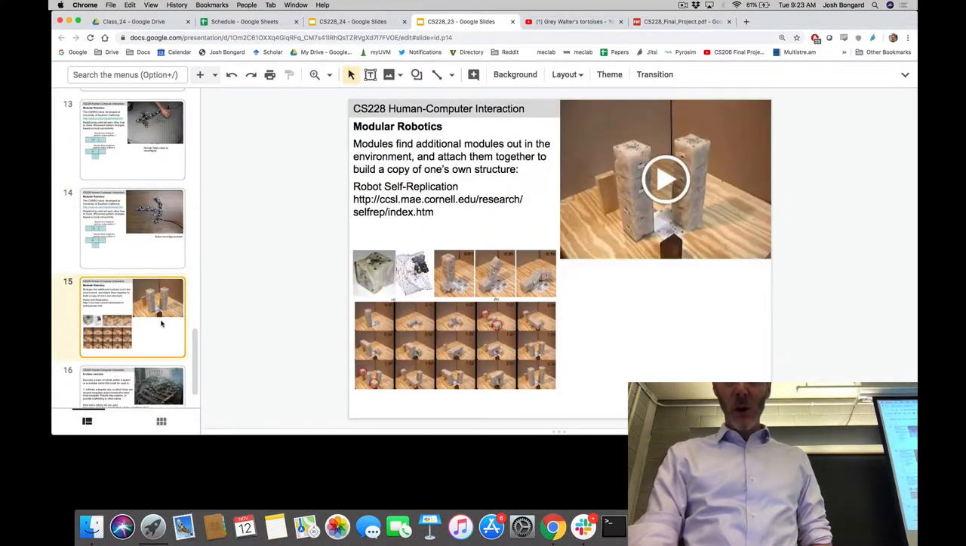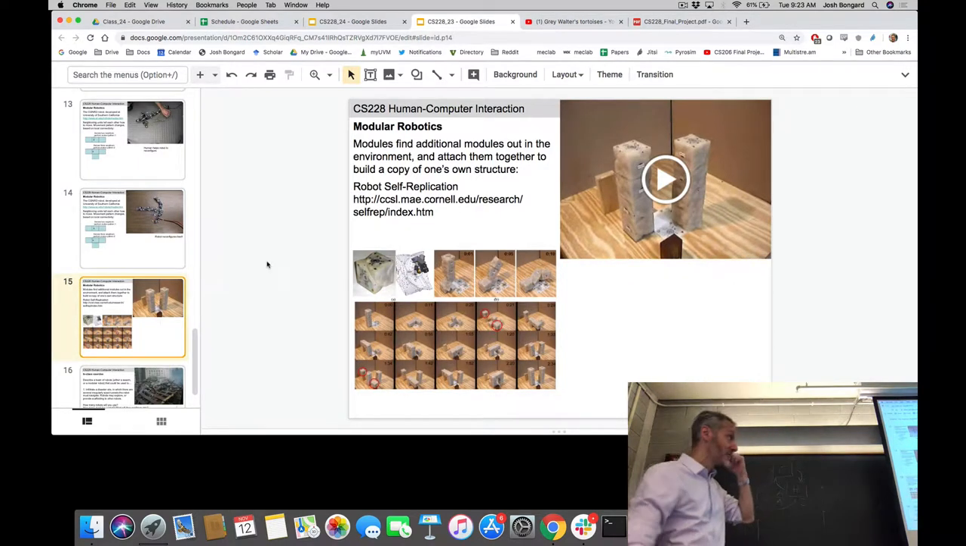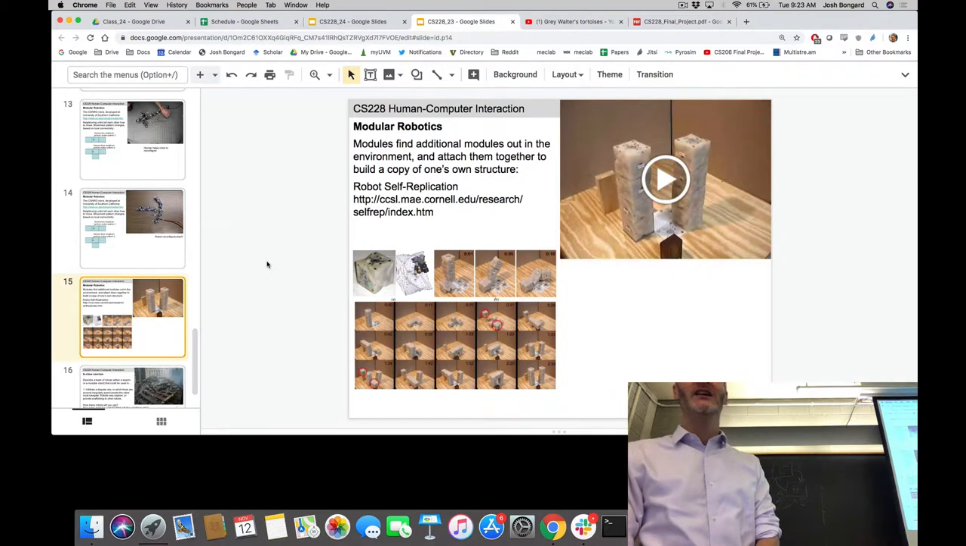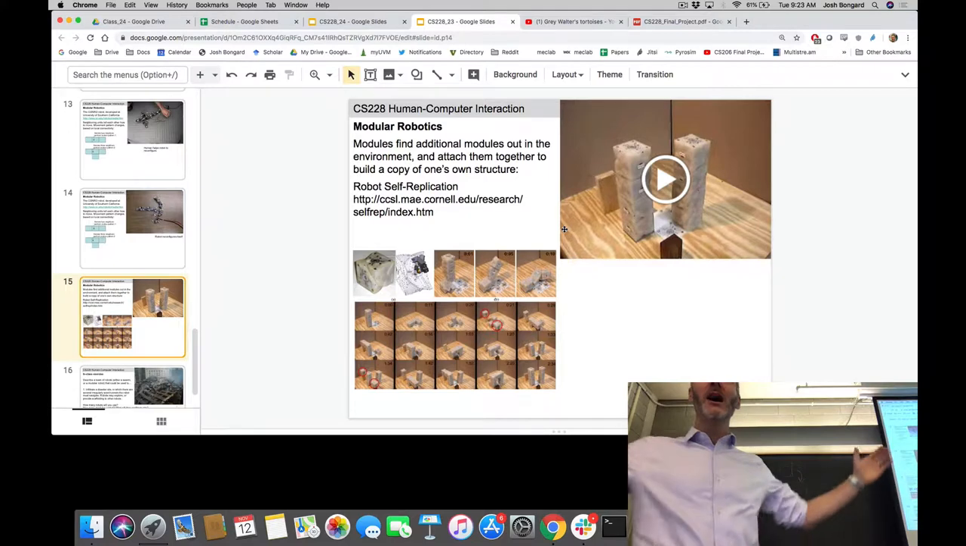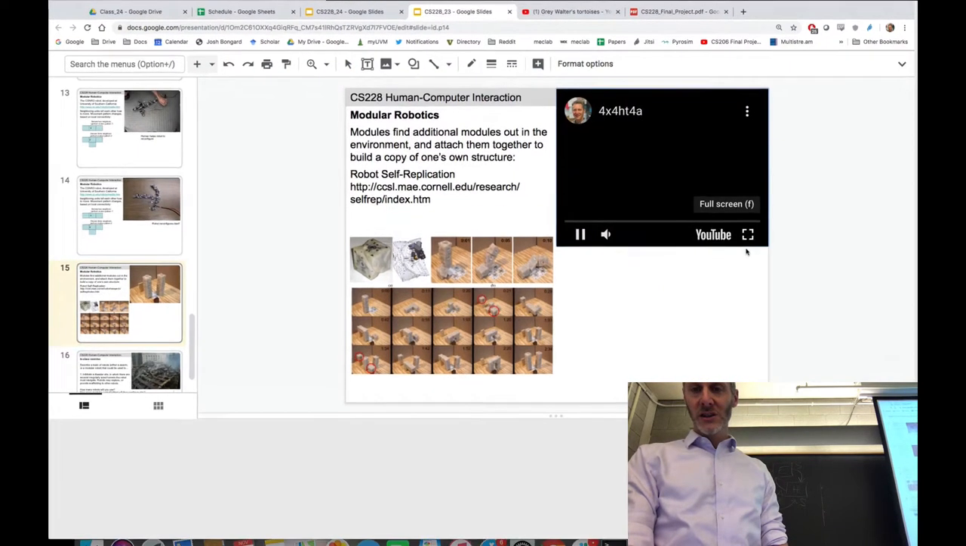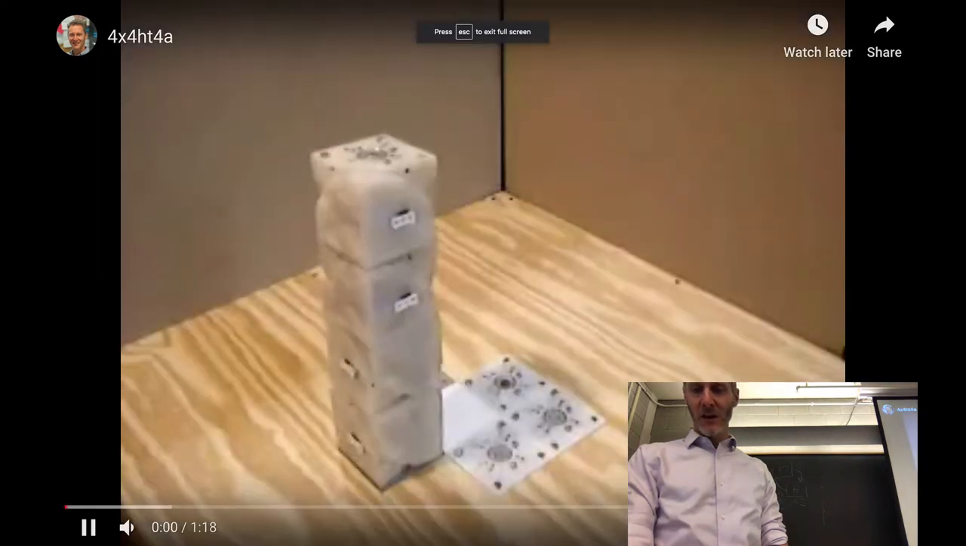Okay, taking this one step further, this is a project that I was involved with at Cornell a few years ago. Same thing, we've got a set of modules in this case. They are also going to autonomously reconfigure one another, but not just reconfigure. We are going to supply additional modules from the quote-unquote outside, and the robots are going to incorporate those additional modules into themselves to achieve self-reproduction.